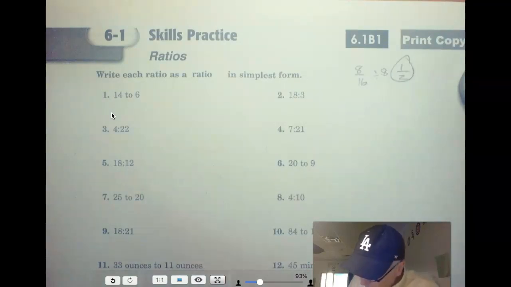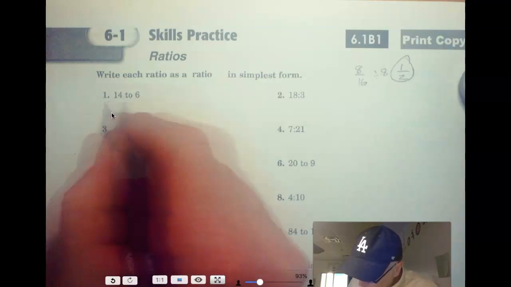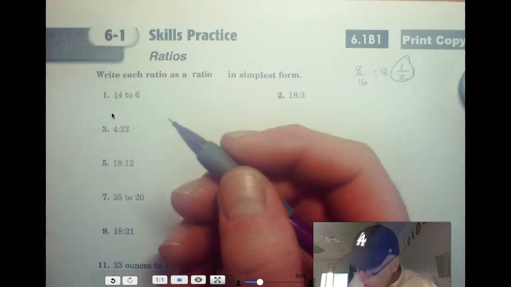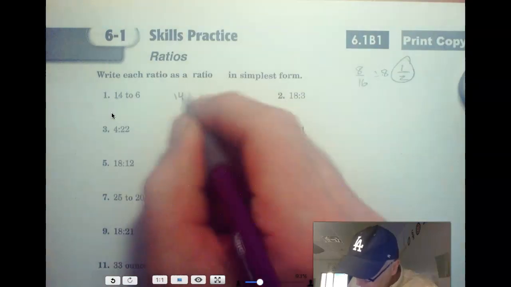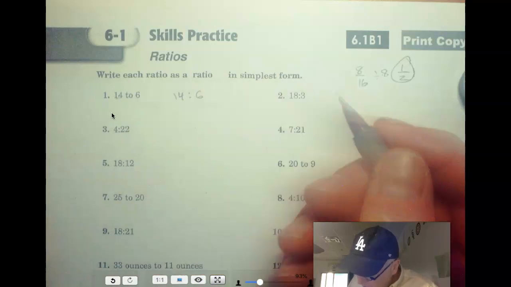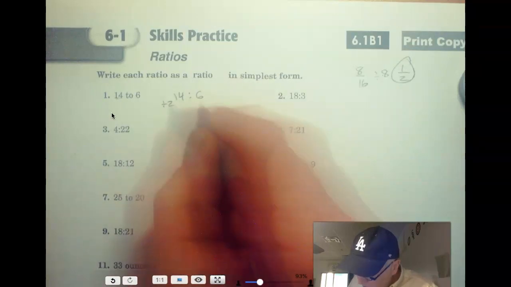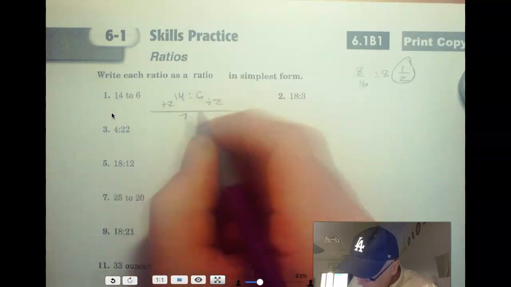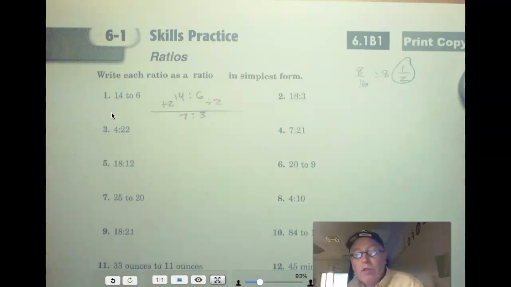We're going to do the same thing here, but we're going to look for common factors amongst the two numbers in the ratio. So I'll just write over here 14 to 6. Well, they're both even, so I usually just start with something simple. I'm going to divide both of these by 2. 14 divided by 2 would be 7. 6 divided by 2 is 3. Now, both of these are prime numbers. There's nothing that goes into them other than 1. We are now in simplest form.